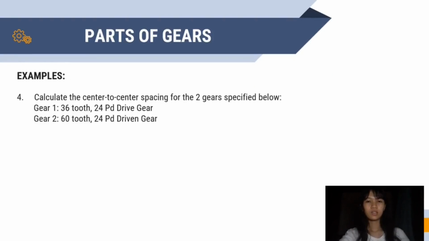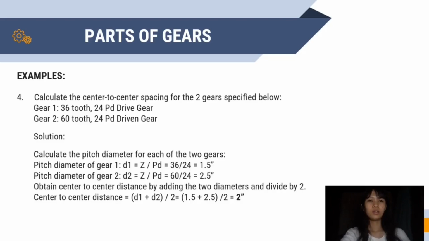Calculate the center-to-center spacing for the two gears specified below. We first calculate the pitch diameter for each of the two gears. Substituting the given values into the equation, the pitch diameter of gear 1 is 1.5 inches and of gear 2 is 2.5 inches. Obtain the center-to-center distance by adding the two diameters and dividing by 2.